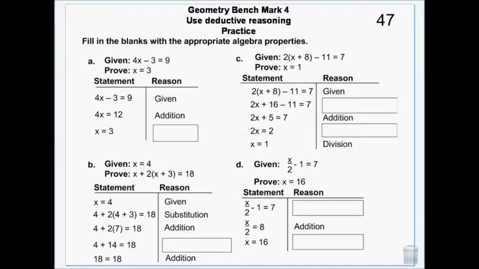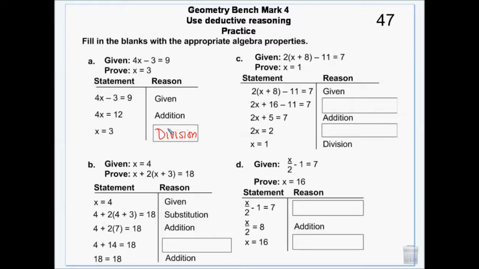You're given the majority of the proof. So here's our given statement. And then they added 3 to both sides, so it was addition. And then I have 4x equals 12. To get rid of that 4, I used division.